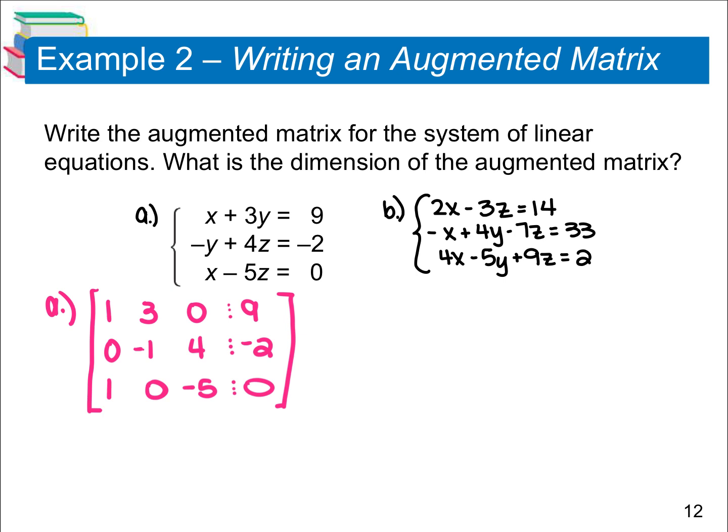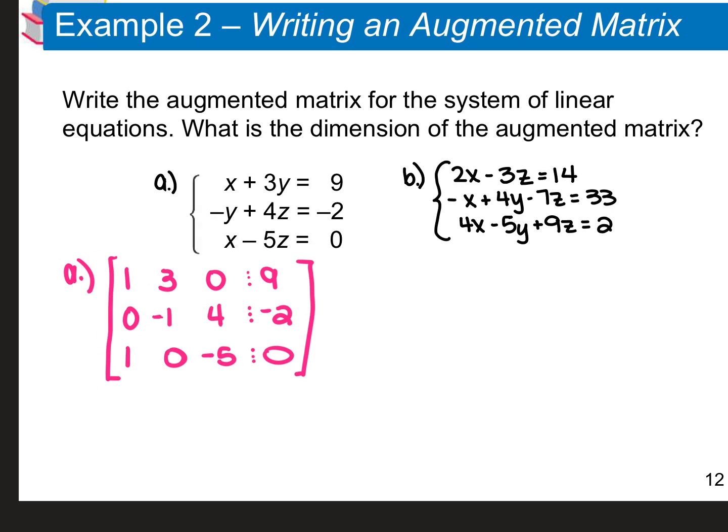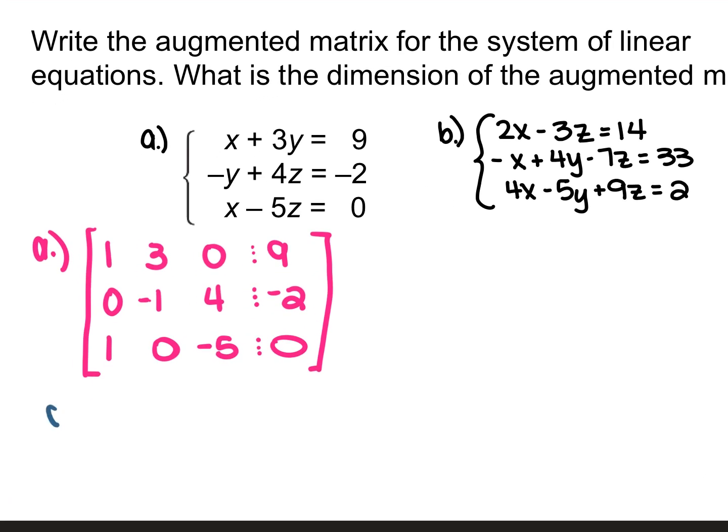If you were to do the coefficient matrix, you would just have the 1, 3, 0, 0, negative 1, 4, and 1, 0, negative 5. Your augmented matrix would be a 3 by 4. Your coefficient matrix would be a 3 by 3.